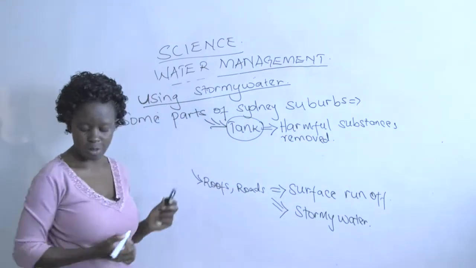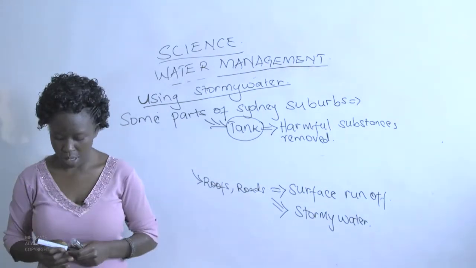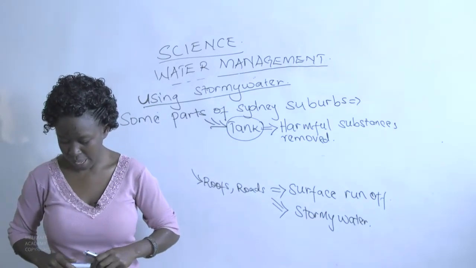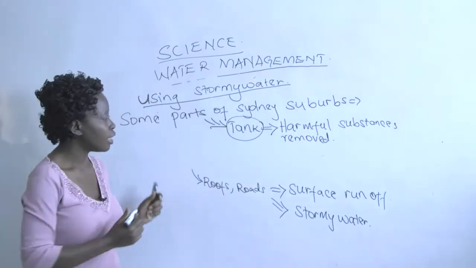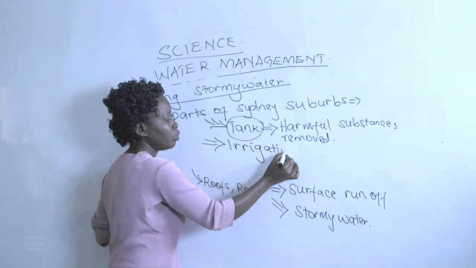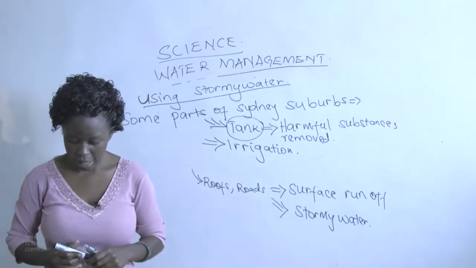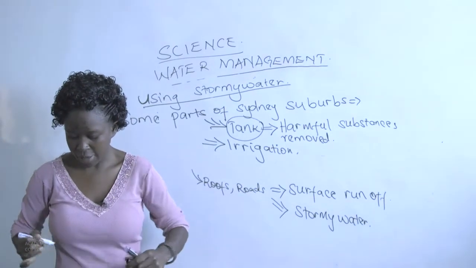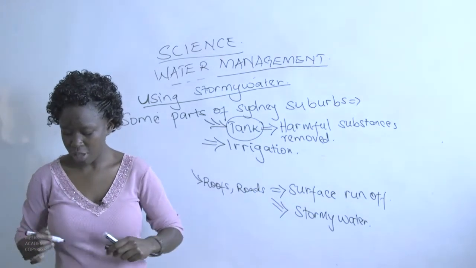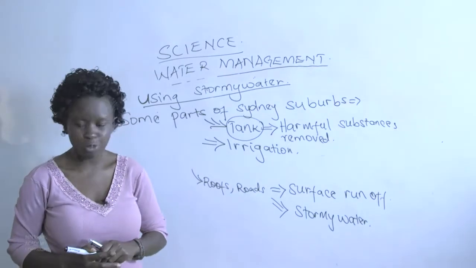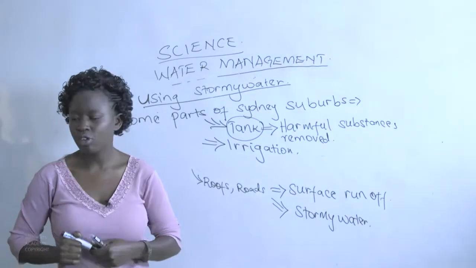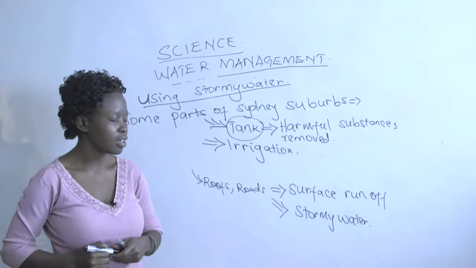After removing the harmful substances from the stormy water, the water that is now left behind is used in the irrigation process. So this water that is left behind is used to irrigate the parkland, and apart from that, it is also used to irrigate the sports fields available in that area, and in addition, it is used to irrigate the trees in that given city.